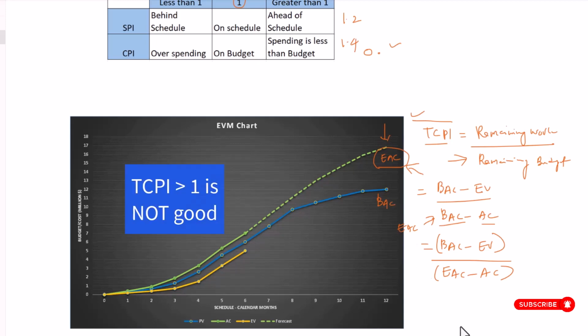Always remember, if the TCPI value is greater than 1, then you're going to have a very challenging future. You need to do a lot of things to save your expenses and accomplish more work with less money spent, and this is going to be a big challenge. If the TCPI value is lesser than or equal to 1, then you will be able to manage. The TCPI value will tell us what the expected CPI value for the future is.